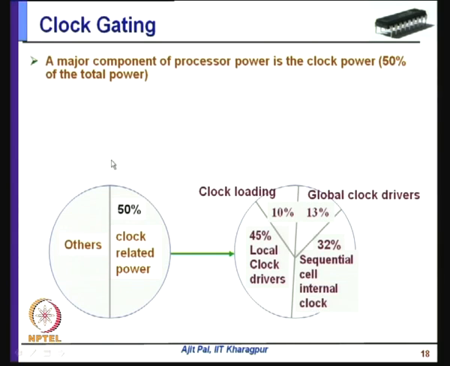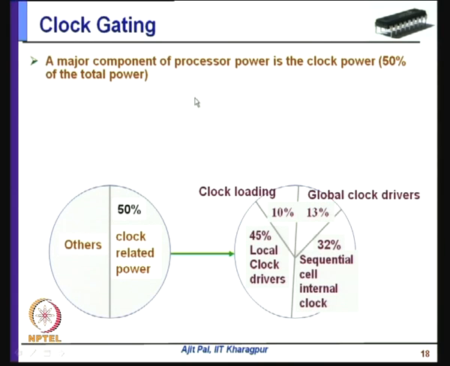Okay. So, apart from bus encoding, another technique to reduce power dissipation is clock gating. A major component of processor power is the clock power.